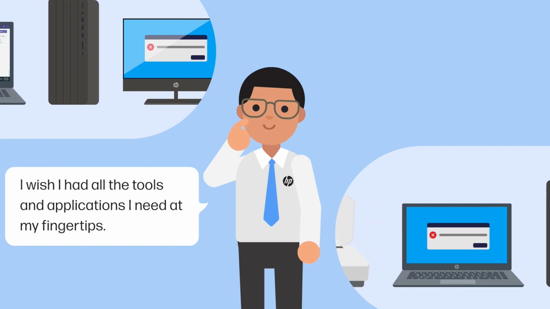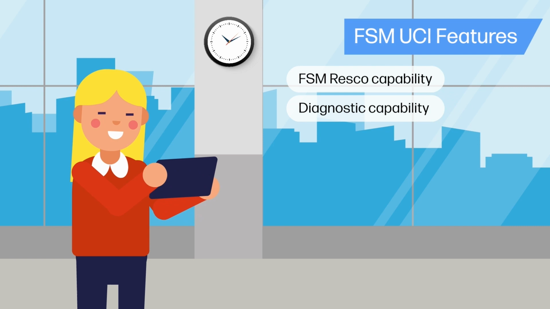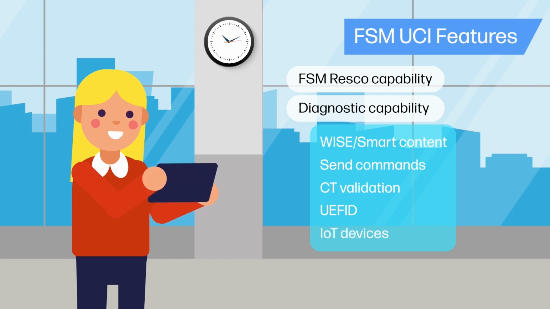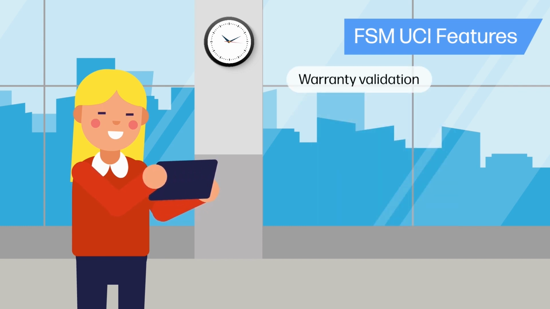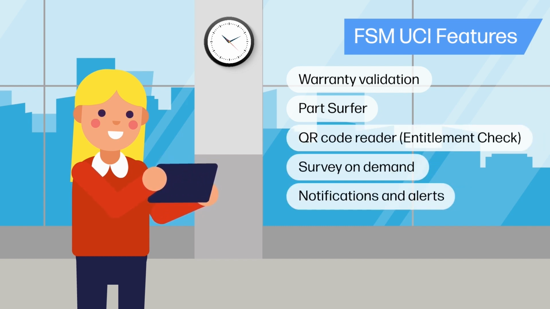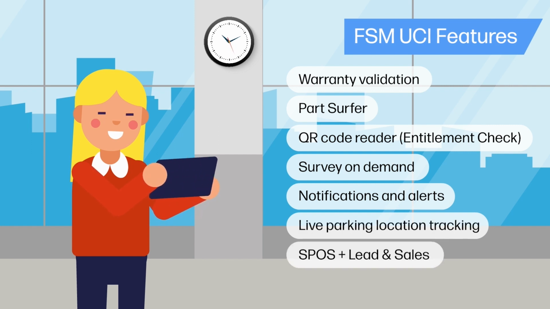FSM UCI features include FSM RESCO capability, diagnostic capability, WISE and smart content, send commands, CT validation, UEFID, IoT devices, warranty validation, part server, QR code reader, entitlement check, survey on demand, notifications and alerts, live parking location tracking, and SPOS plus lead and sales.